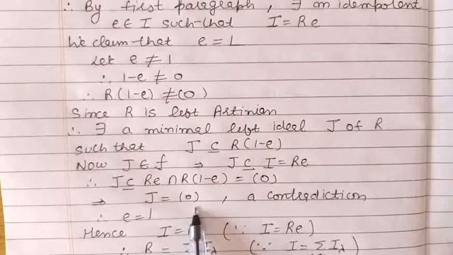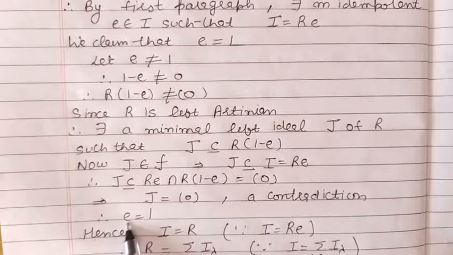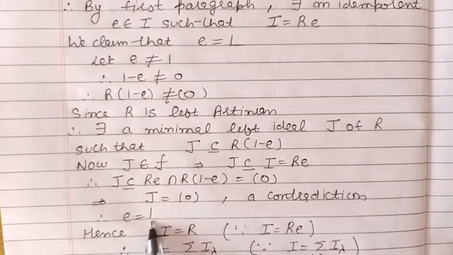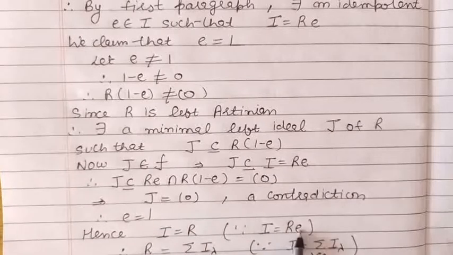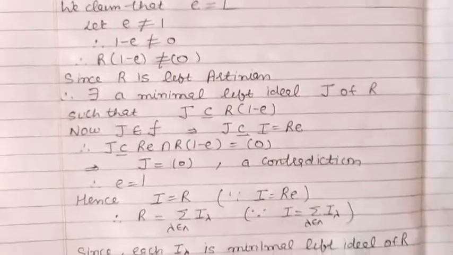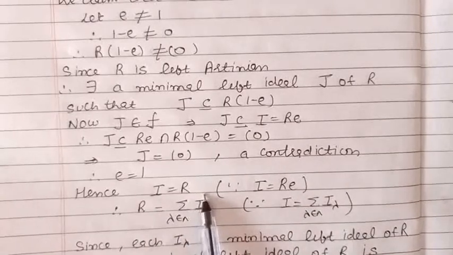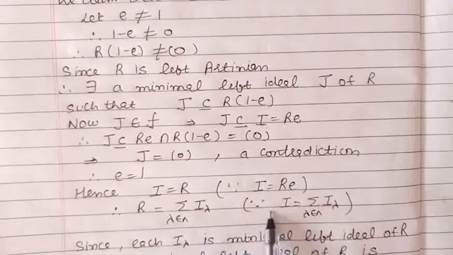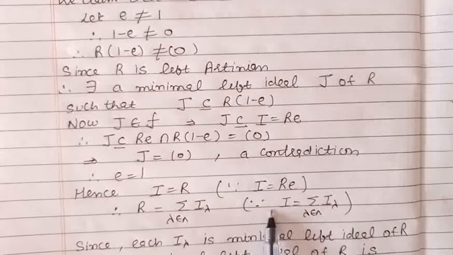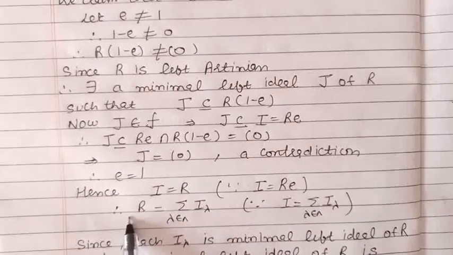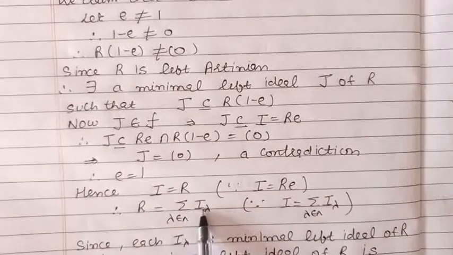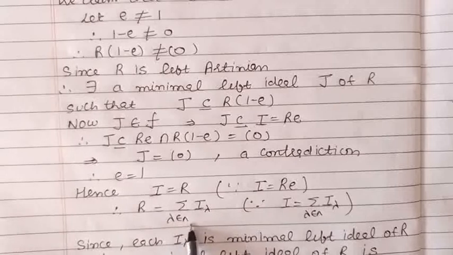So this contradiction proves that our assumption is wrong, meaning the idempotent E is the unity element of the ring R. Now because I is equal to RE and E is 1, we can say that I is equal to R. Now I is the sum of all the minimal left ideals of the ring R, so we can say that R is summation I lambda, where lambda belongs to the index set.